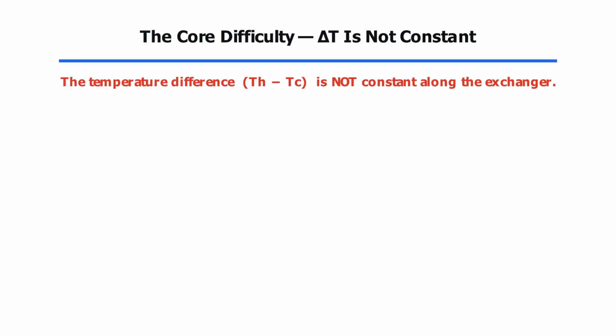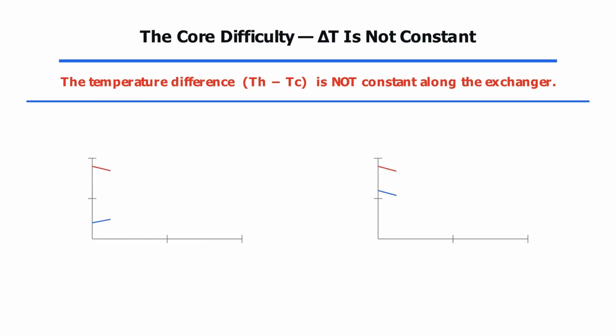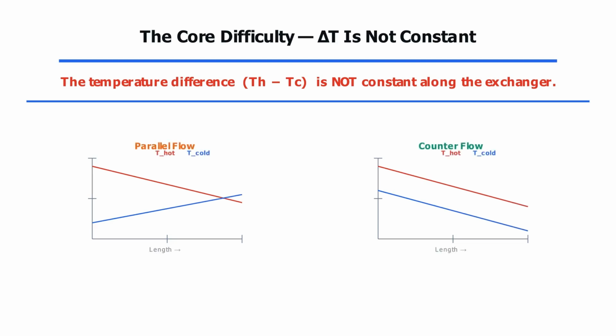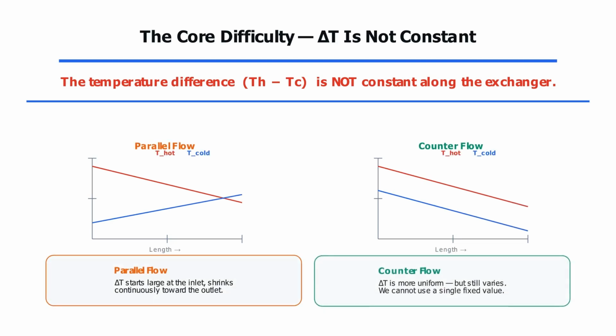The difficulty is immediately obvious. The temperature difference Th minus Tc is not constant. It changes continuously along the length of the heat exchanger. In parallel flow, it starts large and ends small. In counterflow, it stays more uniform but still varies.